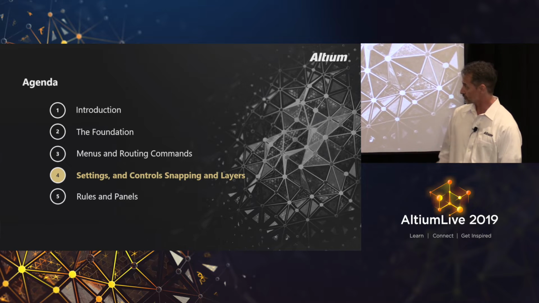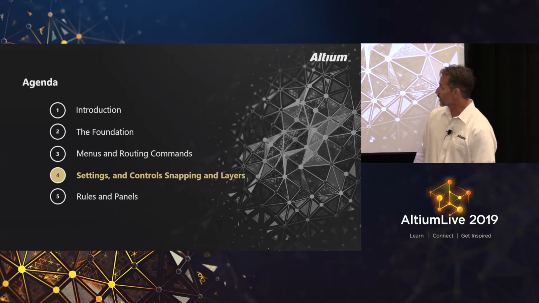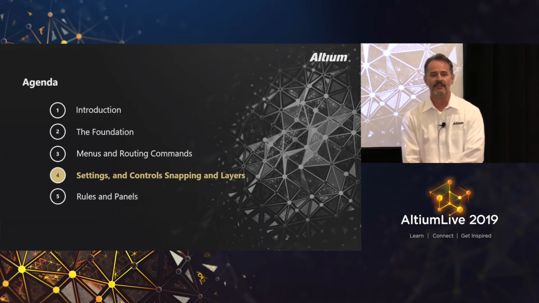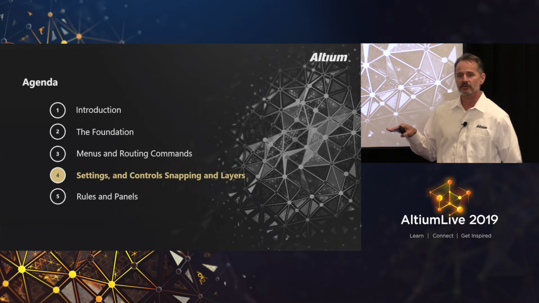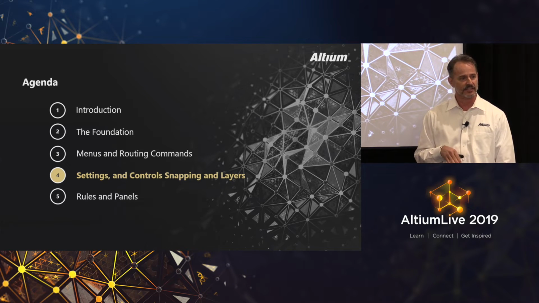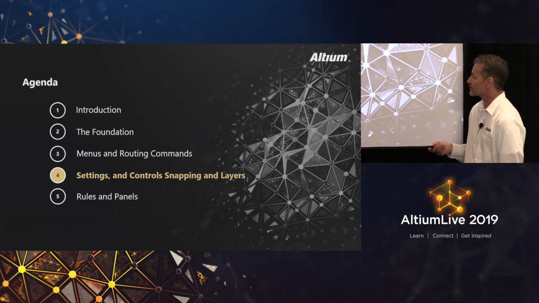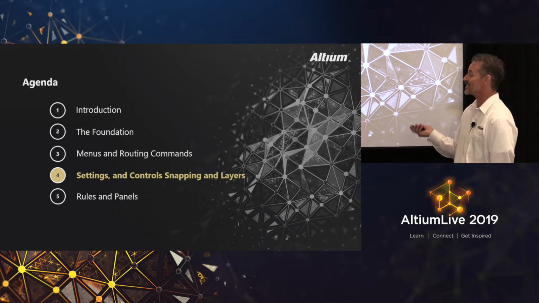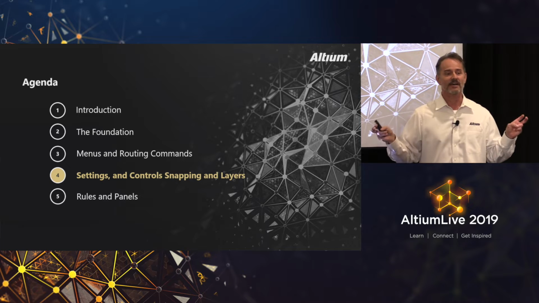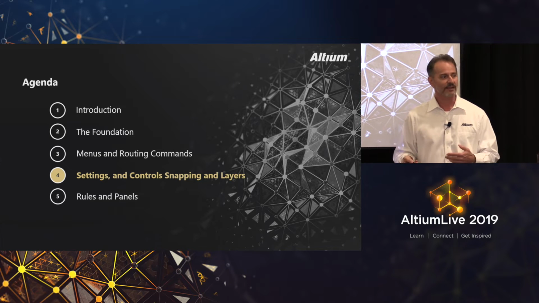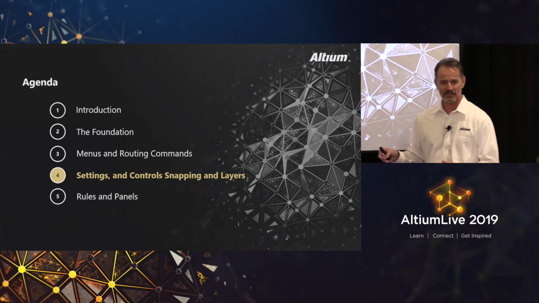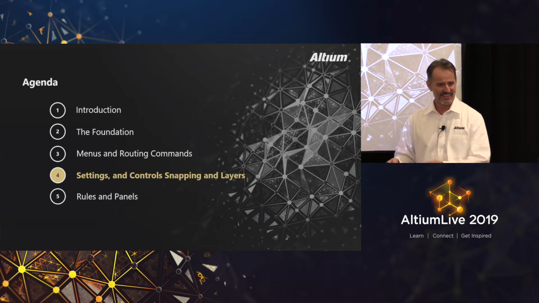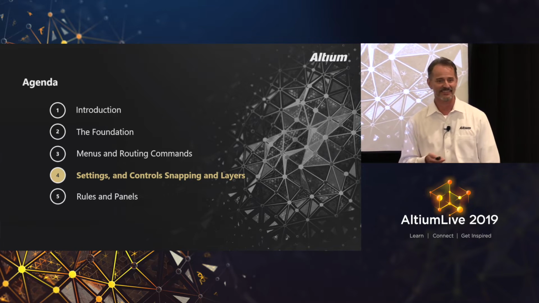And so, settings, controls, snapping, and layers. I wanted to spend a little bit of time looking at the snap controls. There's been a lot of discussion recently in the forums about snapping, especially since in 18 and 19 they've added extra snap controls. It's helpful, but right now it's almost like driving one of those cars where you have to tinker a lot. It's like every time you route, it's like tinkering under the hood.